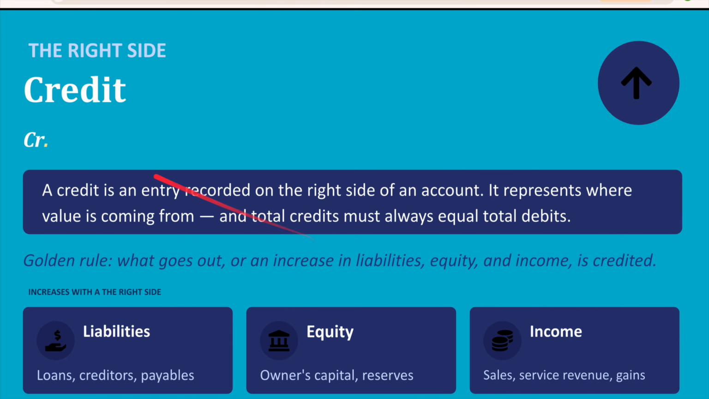So on the right side, the credit side, okay. So if there is an increase in liabilities like loans, creditors, bank outstanding, payables, all that should be credited. And if there is an increase in the equity like owner's capital, reserves, that will be credited. Or if there is any income that is coming in, okay, sales, your revenue like rent, commission, interest, dividend received, all the incomes will be credited. So what goes out will be credited.